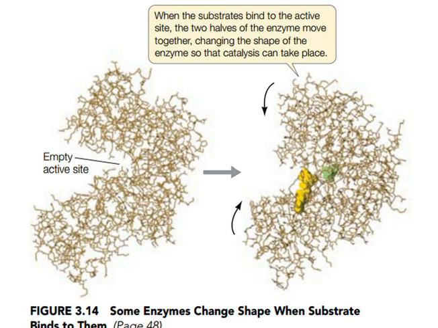So if you look at the bubble, when the substrates bind to the active site, the two halves of the enzyme move together, changing the shape of the enzyme so catalysis can take place. So what it's talking about is what we call an induced fit. When the substrate enters, if you look at the picture, the enzyme changes shape. Well, it's part of the chemistry that goes on inside the active site. All those interactions are occurring, and it's causing the enzyme to change shape, which will allow it to do its job more readily.